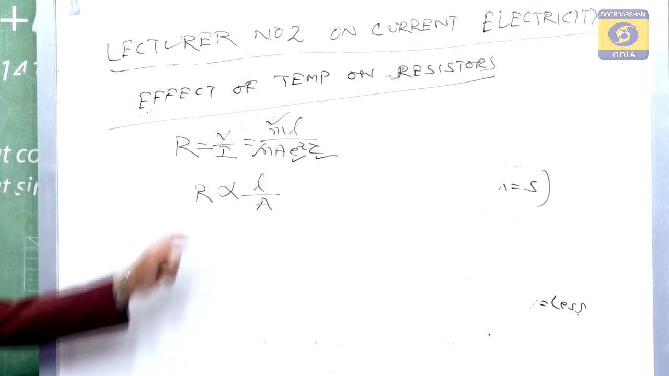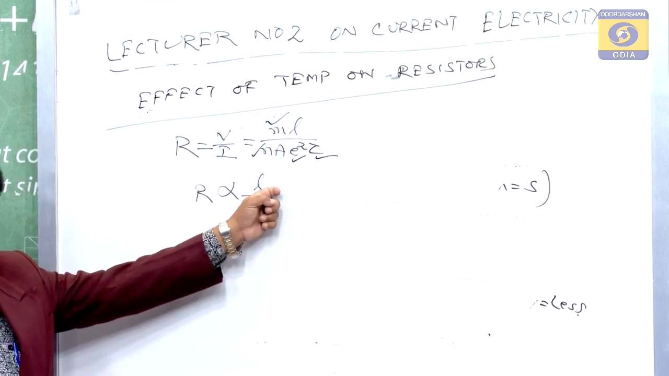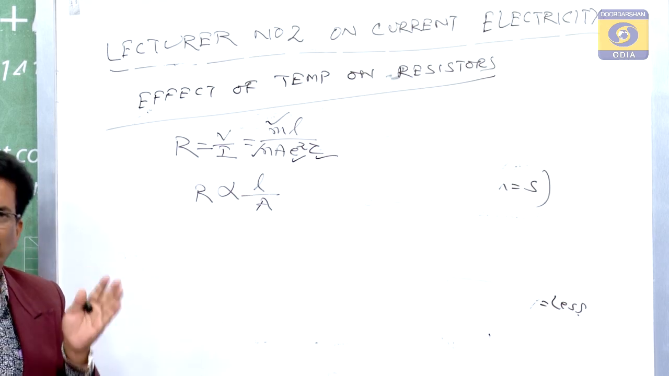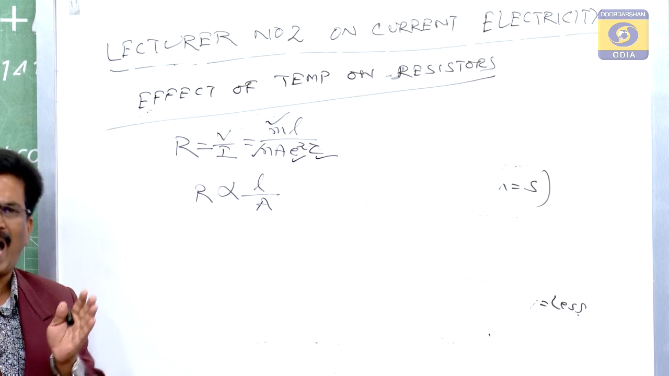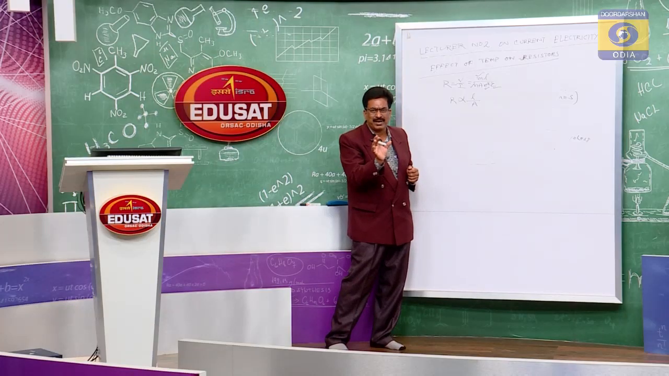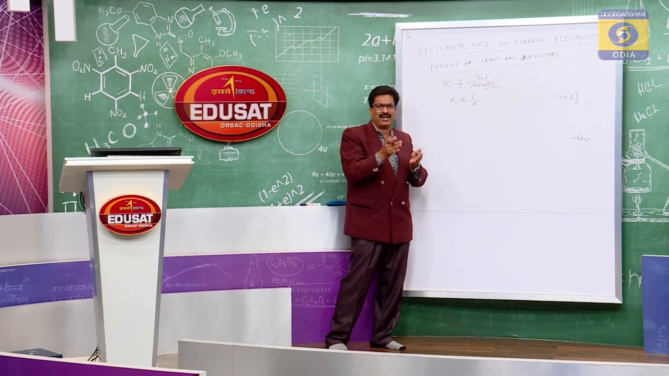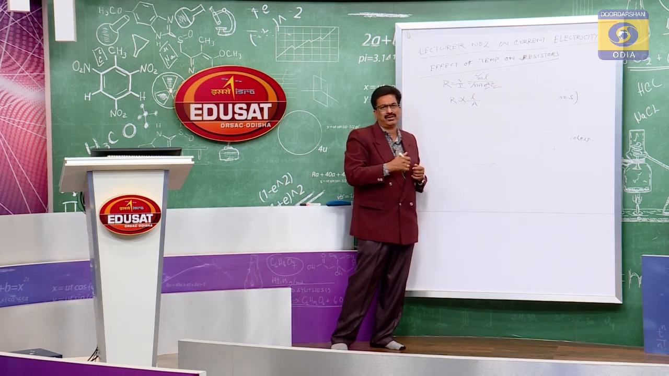So if R is proportional to L, L means the length. The length varies when the temperature varies. Suppose we have a metallic conductor and it is supplied with temperature. If the temperature goes on increasing, as per our general knowledge, we come to the conclusion that the length of that conductor goes on increasing.